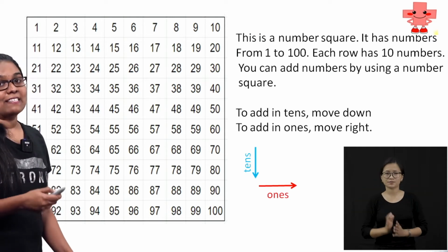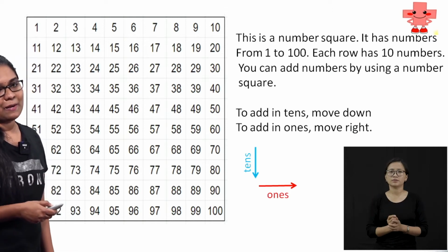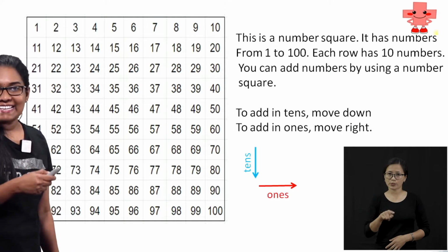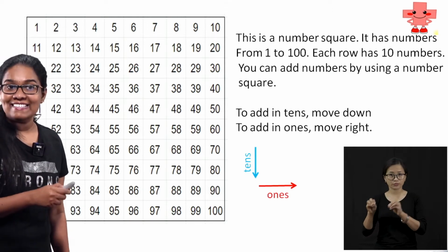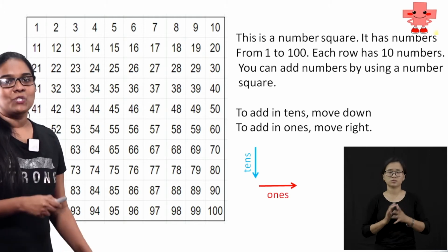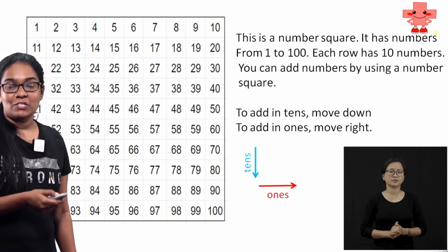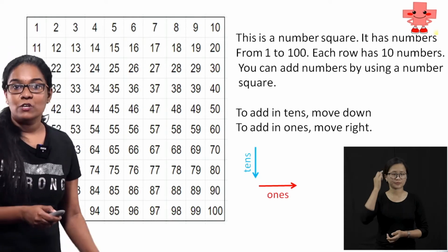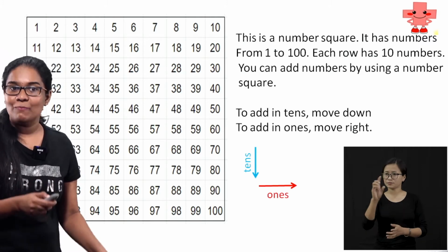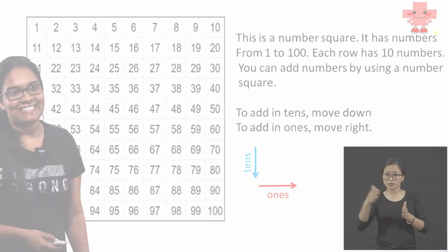You can add numbers by using a number square. To add in tens, move down. To add in ones, move right. You always keep these two things in your mind. To add in tens, move down. To add in ones, move right.